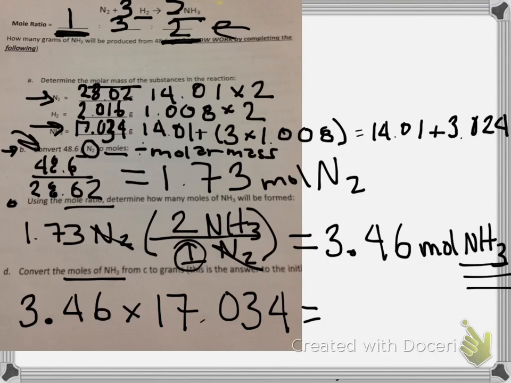12.002, so on and so forth. So I'm going to put 12.0. And my units are grams of NH3.